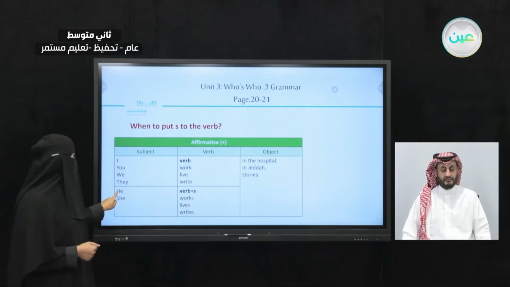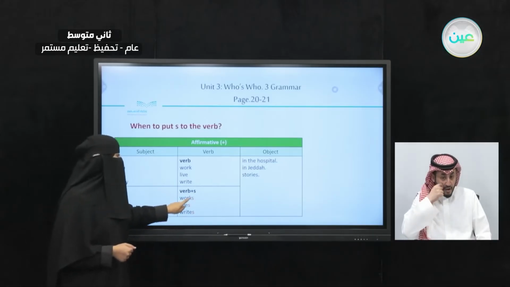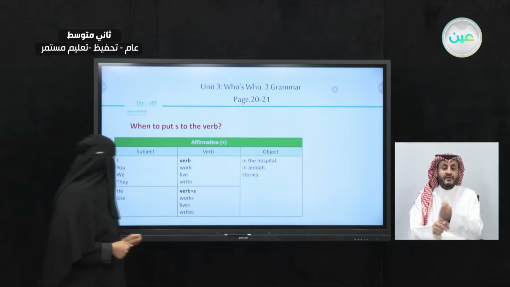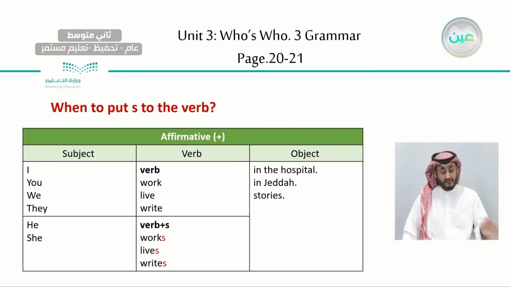For example, he works in Jeddah. She lives in Jeddah. She writes stories. So the difference here, when it's singular, he or she, we are going to add S to the verb. Every time you see I, you, we, or they, we are not going to add S to the verb.